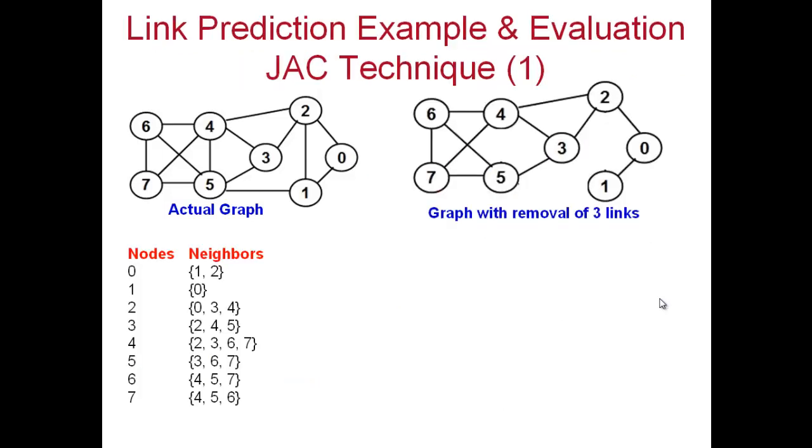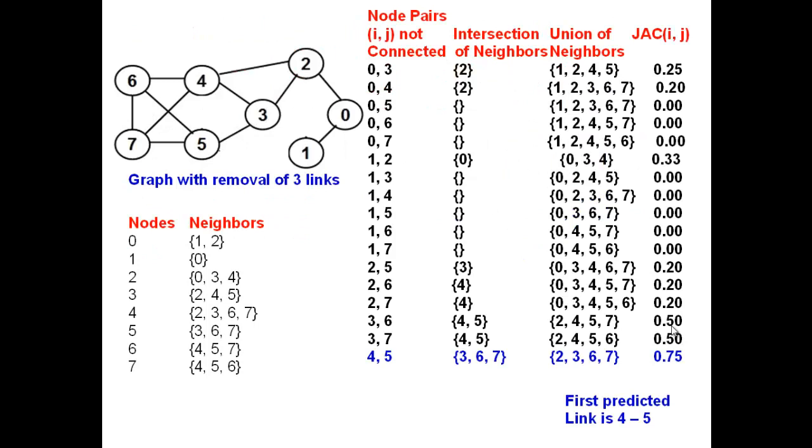Now let us do the JSE technique, the Jaccard coefficient. Again, we have those 3 links removed, and these are the neighbors for the nodes in this modified graph. The Jaccard index, for every node pair, is the ratio of the intersection of the neighbor sets of the vertices divided by the union of the neighbors of the vertices.